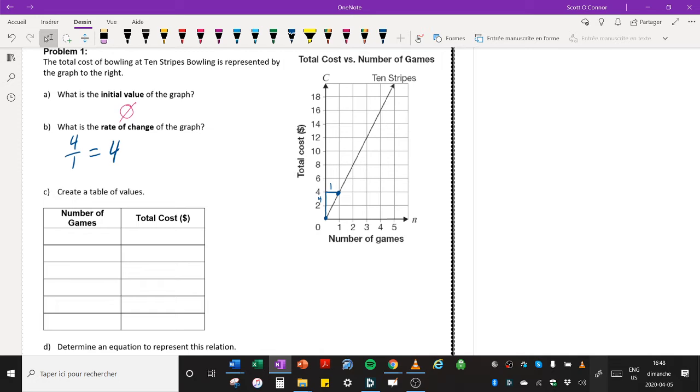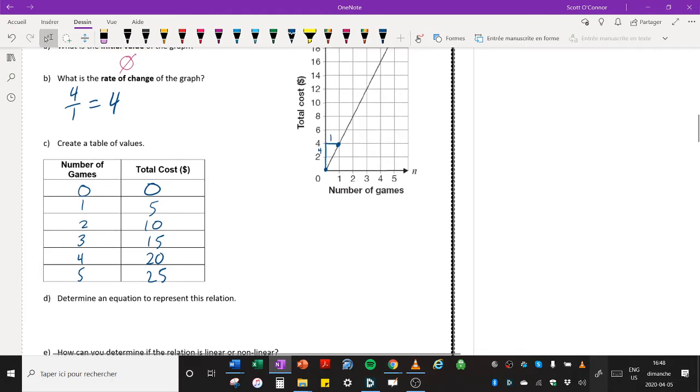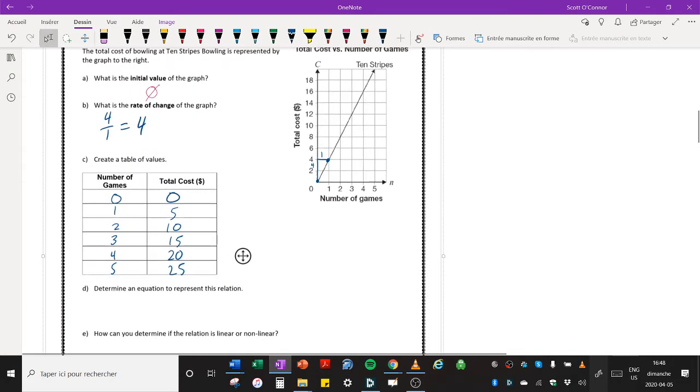Okay, we create a table of values. Number of games is 0. We know the total cost was 0. If the number of games was 1, 2, 3, 4, and 5, it's going to go up by, oops, sorry, not up by 5, it's going to go up by 4 each time. Sorry about that: 4, 8, 12, 16, and 20.